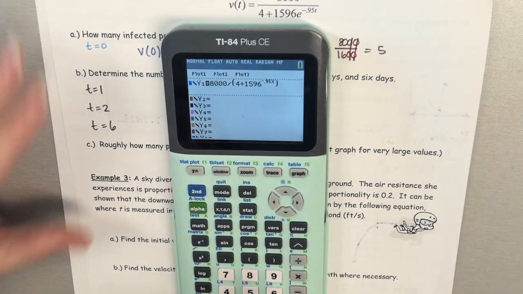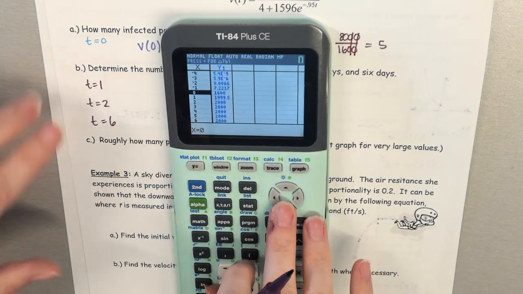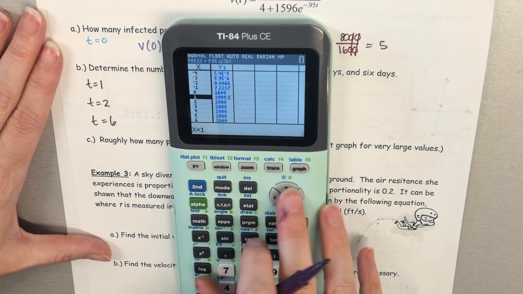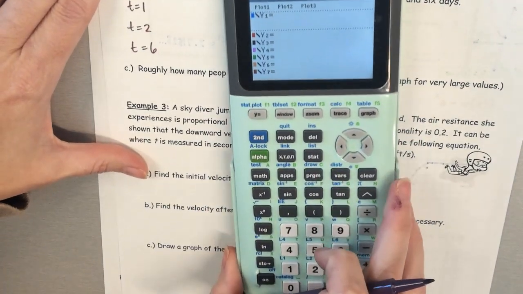All right, so what we're going to do is we're going to use our table. So we're going to go to our table. Okay, so at 0, something is wrong here. Yeah, mine was like that. What are you guys getting for this? All right, let's go back to our Y1. Yes, that's what you should have.